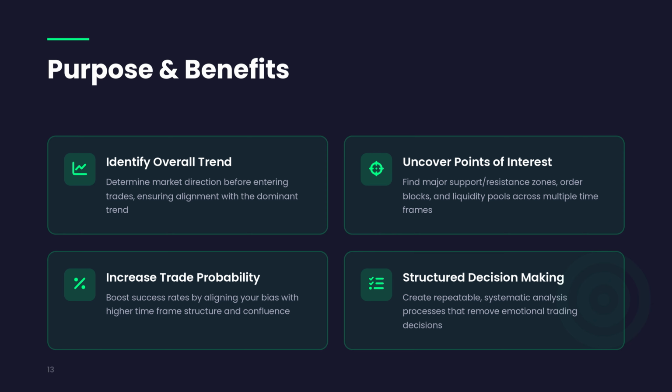The third benefit is increasing the probability of successful trades by aligning your bias. This is perhaps the most important point. You see, trading isn't about being right 100% of the time. That's impossible. What it is about is stacking probabilities in your favor. Every confirmation you add, every piece of confluence you identify, you're incrementally increasing your probability of success. When you use top-down analysis, you're ensuring that your lower time frame trades align with your higher time frame bias. You're not fighting the tide, you're flowing with it.